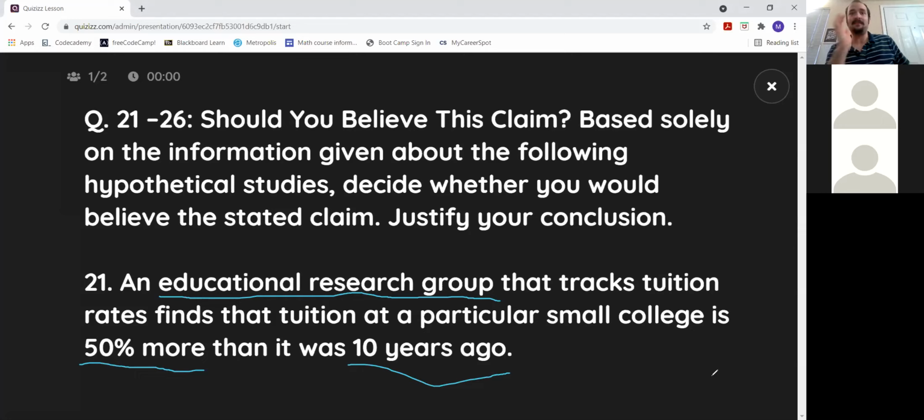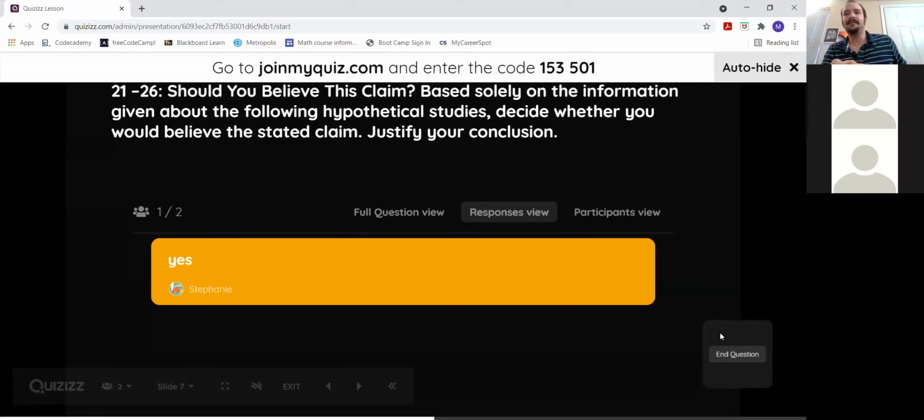But yeah, if you're looking at something from an educational research group, it's probably pretty reliable, I think is what they're getting at. The source is good. The information that they're given seems reasonable in a big picture sort of view of what we know about college tuition. So I think pretty sure the book says that's a good claim. Yes.